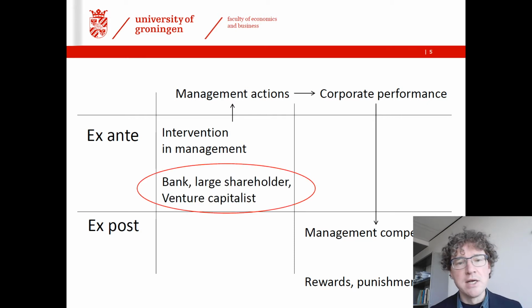So who does this? So for instance, an ex ante or an active monitor might be a bank or a large shareholder or even a venture capitalist who basically sits in the boardroom, at least sometimes, who intervenes, who perhaps has to approve certain investments ex ante.